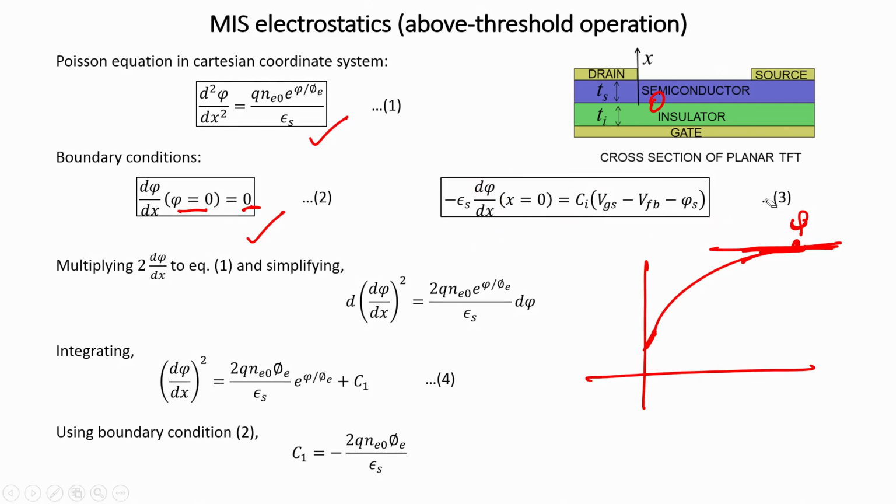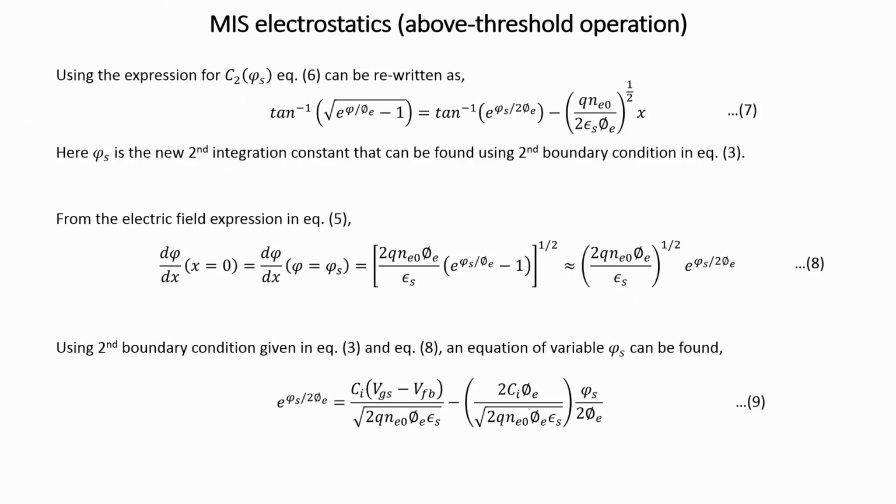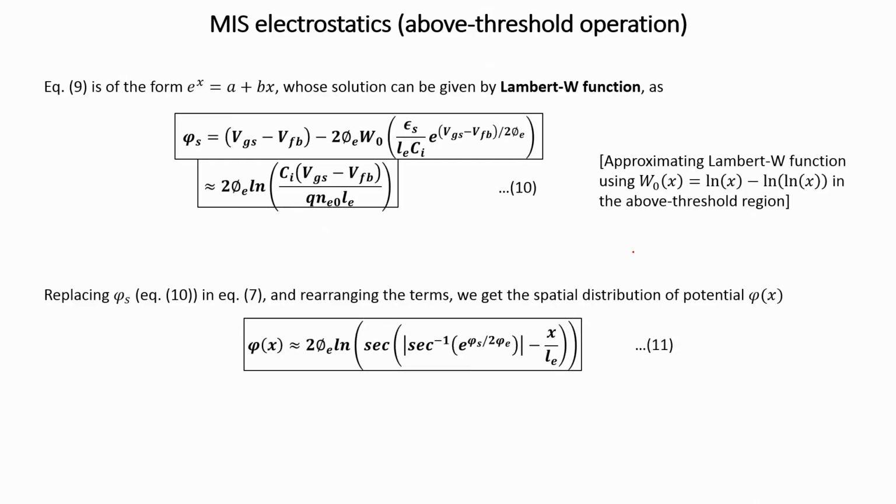By applying these 2 boundary conditions and going through all this mathematics, we will find that this is the expression for the electric field. Going through all this mathematics by applying both the boundary conditions, we find that the surface potential is defined in terms of a Lambert W function, okay, which can be approximated as this particular expression here. And the potential through the semiconductor, not the surface potential, is given by this particular expression. The surface potential in particular is the potential at x equal to 0.